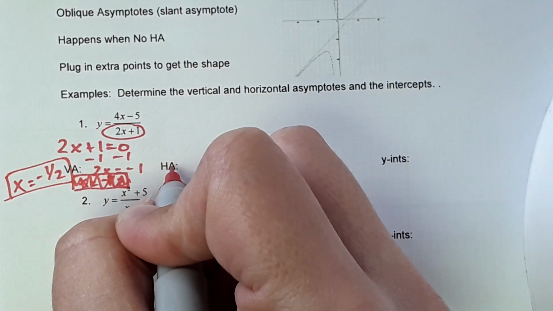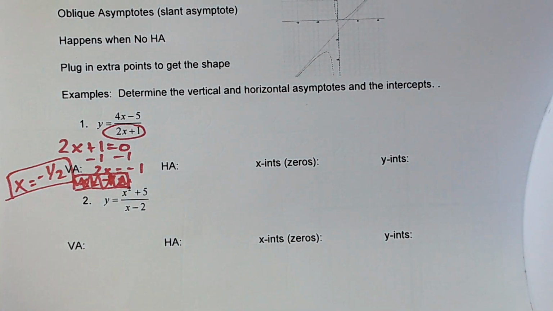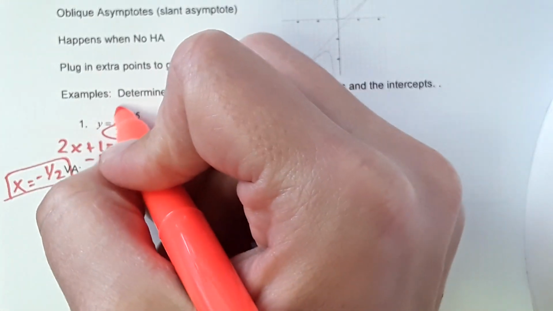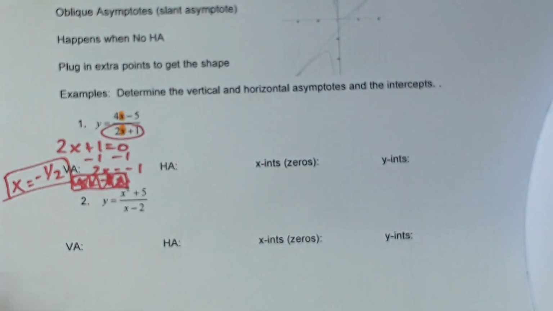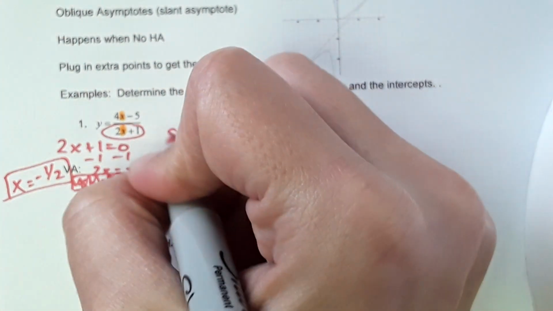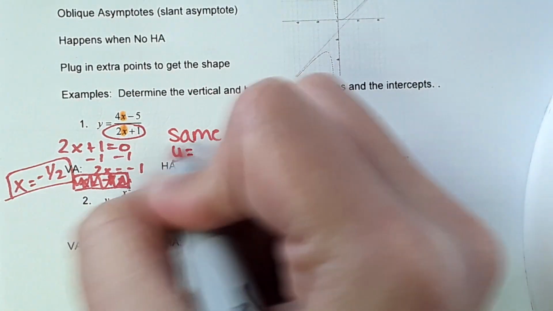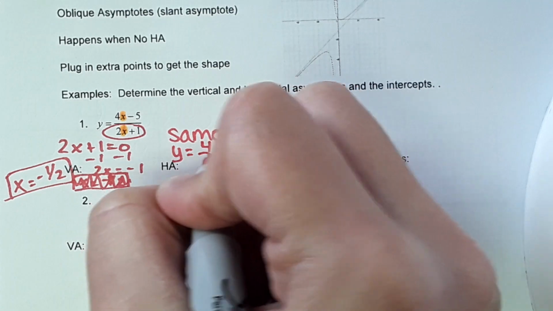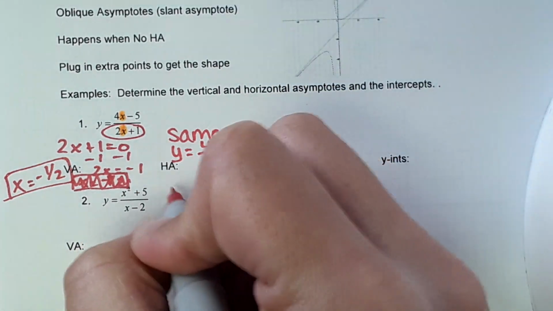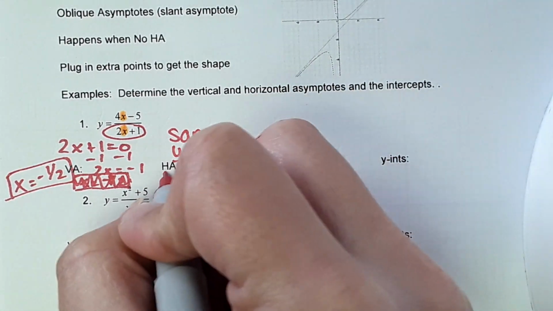Okay, then the horizontal asymptote, that's where you decide whether it's same, bottom heavy, or top heavy. And these x's are the same. So same, which means y equals those 2 coefficients, 4/2, which simplifies to 2. So y equals 2 for the horizontal asymptote.